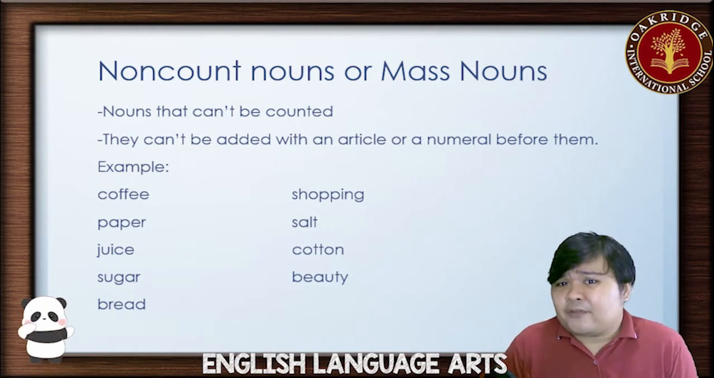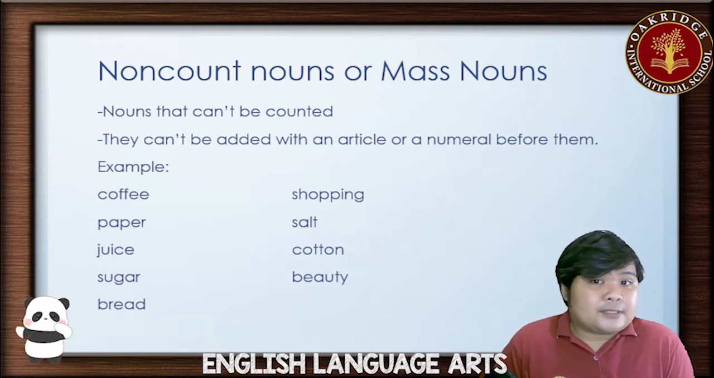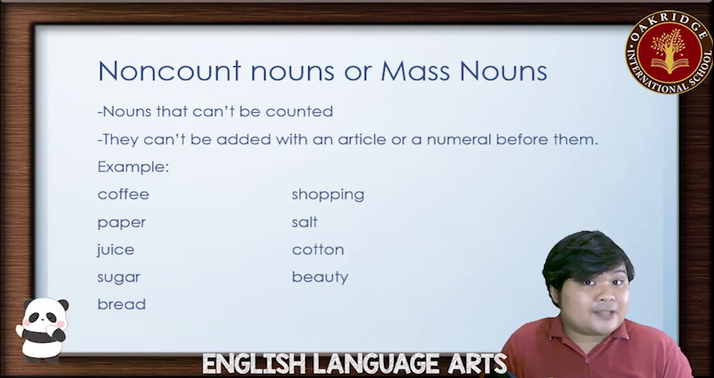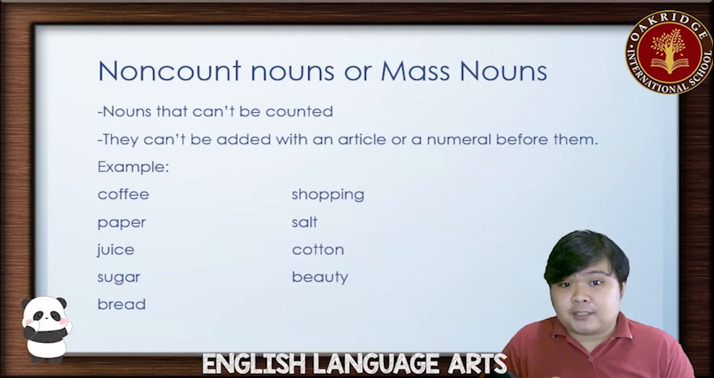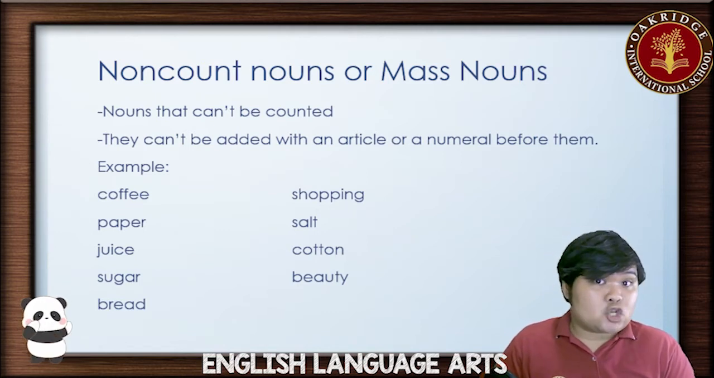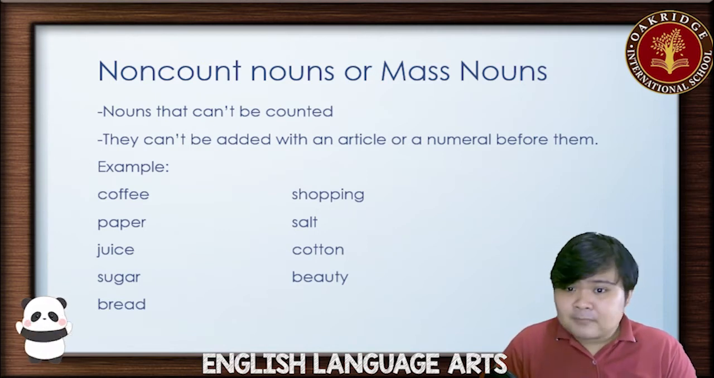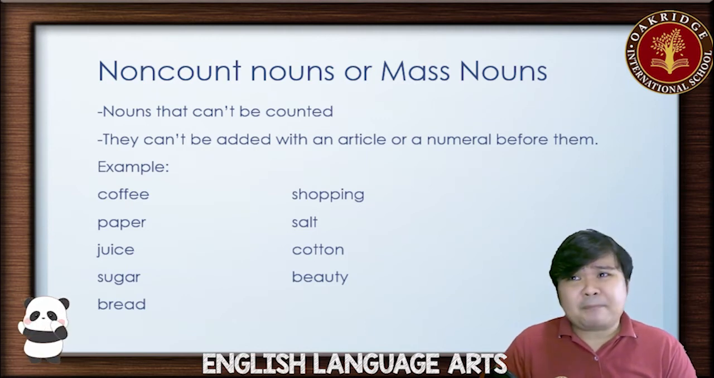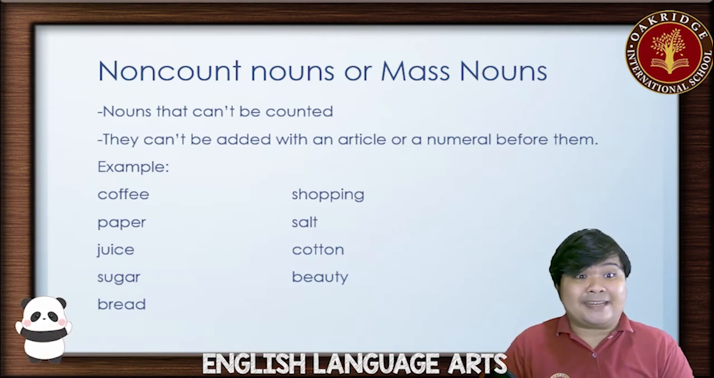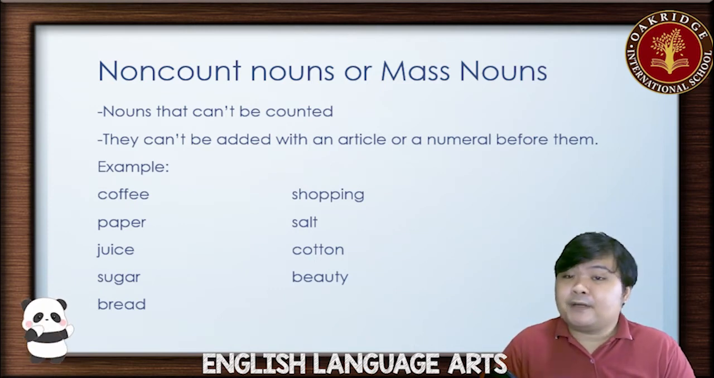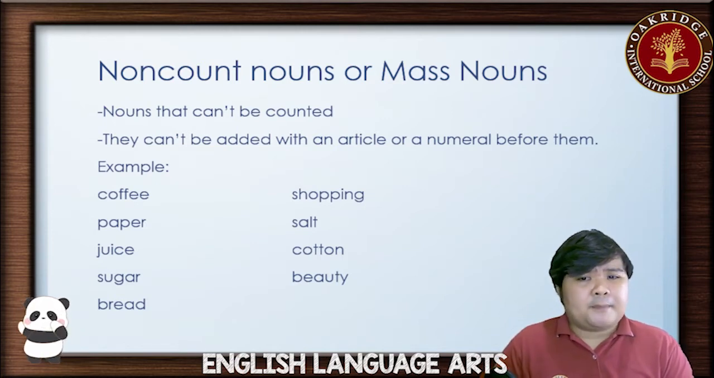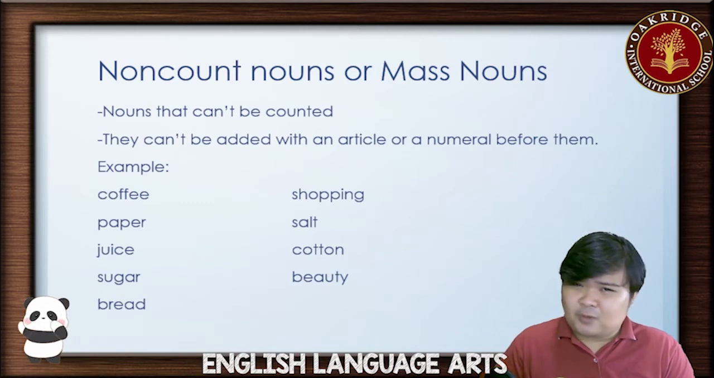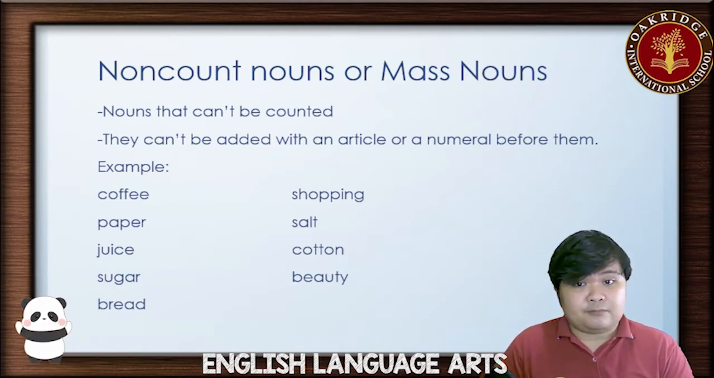What about non-count or mass nouns? These are nouns that, well, by the name itself, can't be counted. Okay, they can't be added with an article or a numeral before them. Example, coffee. Can you count coffee? How about paper? Sure, we could say papers. Probably, if you refer to different kinds of paper, like an ELA paper, perhaps, or a research paper, maybe. But when you're referring to just paper itself, it's non-count. It's a mass noun.